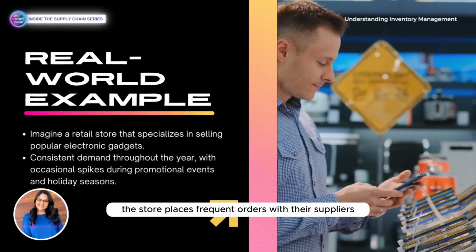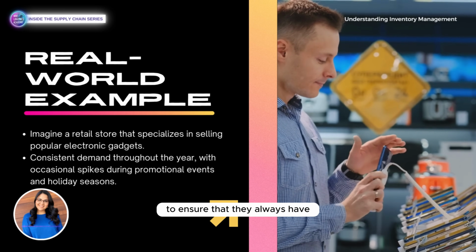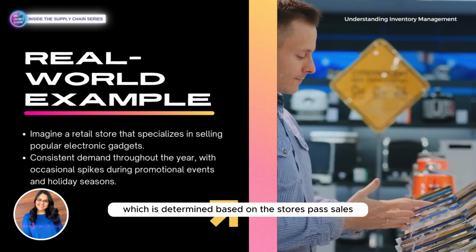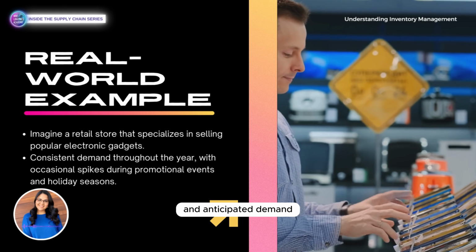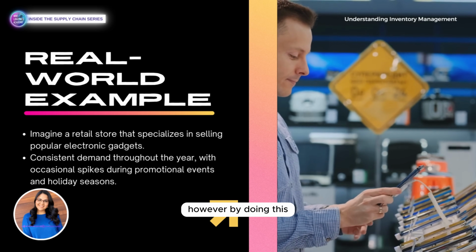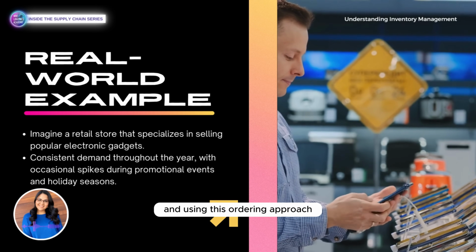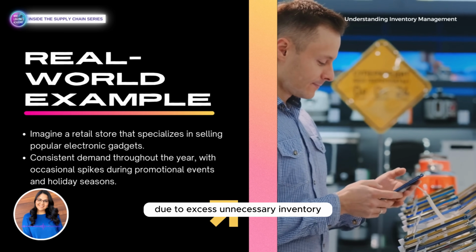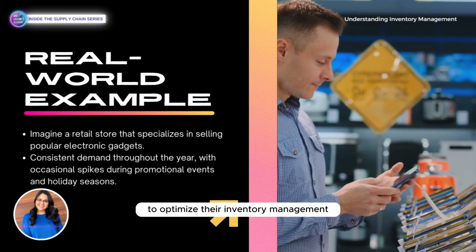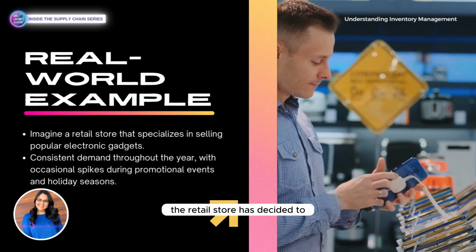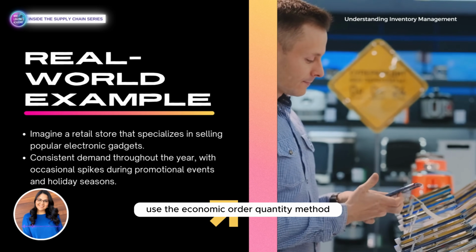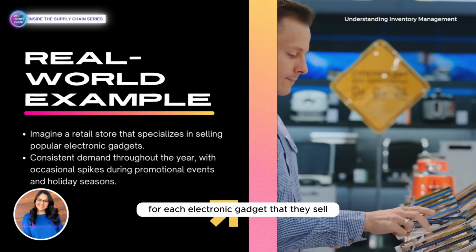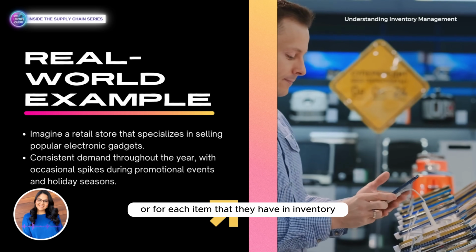At present, the store places frequent orders with their suppliers to ensure that they always have enough stock on hand. Each order has a fixed quantity, which is determined based on the store's past sales and anticipated demand. However, this ordering approach often results in high holding costs due to excess unnecessary inventory. To optimize their inventory management and reduce these holding costs, the retail store has decided to use the economic order quantity method, calculating the economic order quantity for each electronic gadget, or each item that they have in inventory.